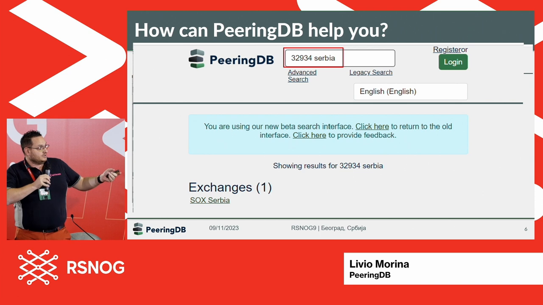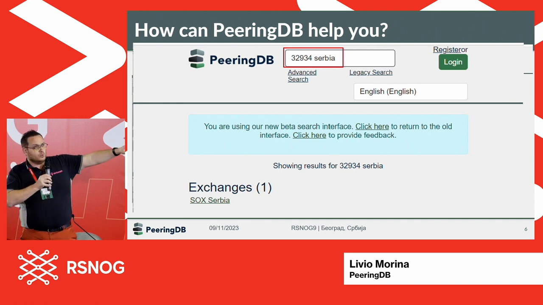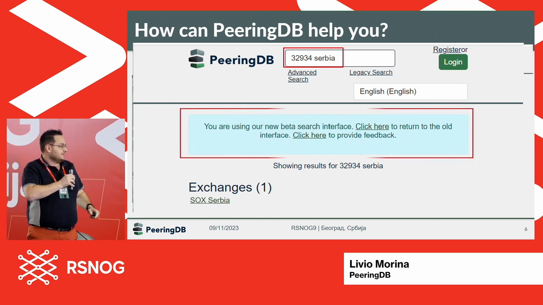As you can see, I searched two words, the AS number and Serbia. So I get this result. Look, Meta is available at SOX Serbia. And it is not related to the fact that I used the word Serbia and SOX has Serbia. I will show you in the next slide.